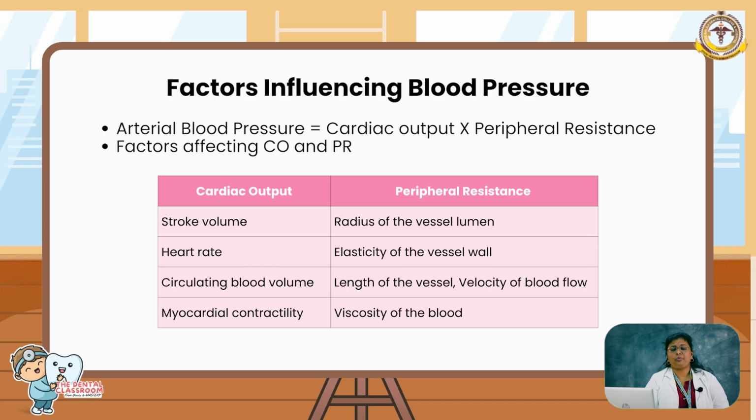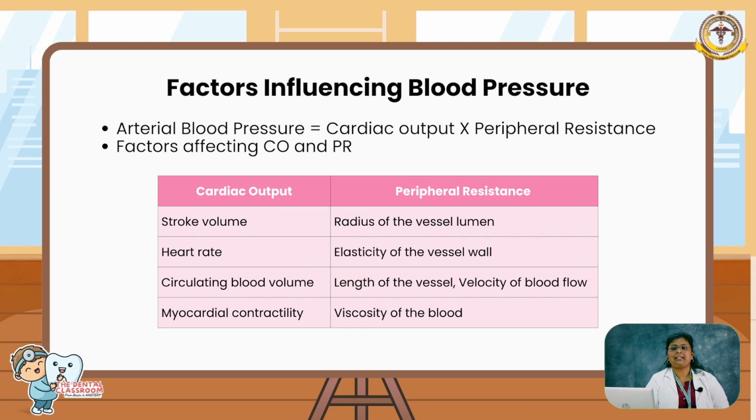So we now move on to the factors which influence the blood pressure. Arterial blood pressure, as I told, is decided by the cardiac output and the peripheral resistance. So the factors which affect the cardiac output and the factors which affect the peripheral resistance will affect the blood pressure. What are the factors that affect the cardiac output? Stroke volume, heart rate, circulating blood volume, myocardial contractility. These are the factors which affect the cardiac output.